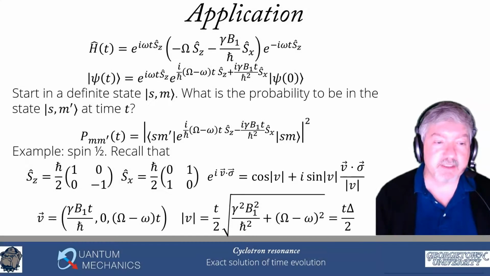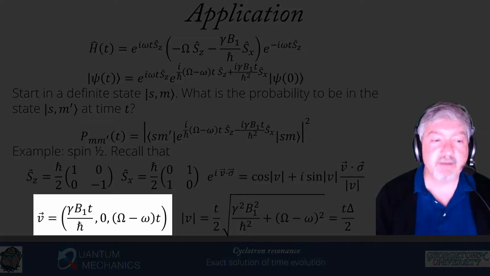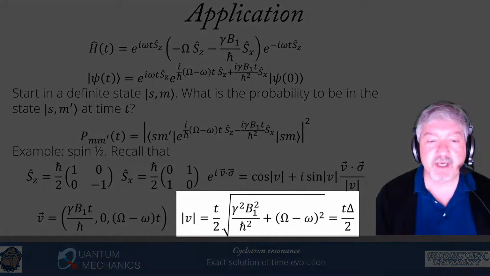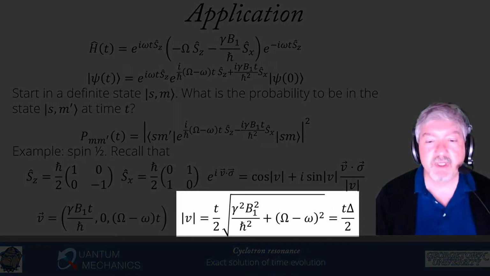Now, in our case, v, I can read it off from that exponential. It's gamma b1 t over h bar, 0, big omega minus little omega t. And then I can calculate the modulus of v. I'm going to get a t over 2 square root of gamma squared b1 squared over h bar squared plus big omega minus little omega squared. And we're going to define delta to be that square root, so we're going to call that t delta divided by 2.